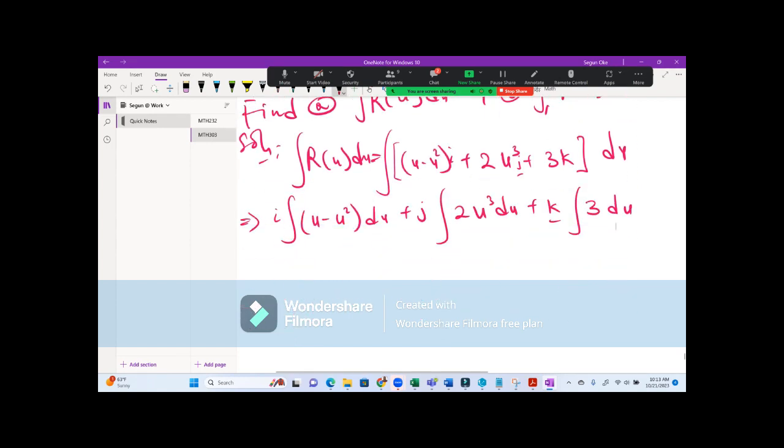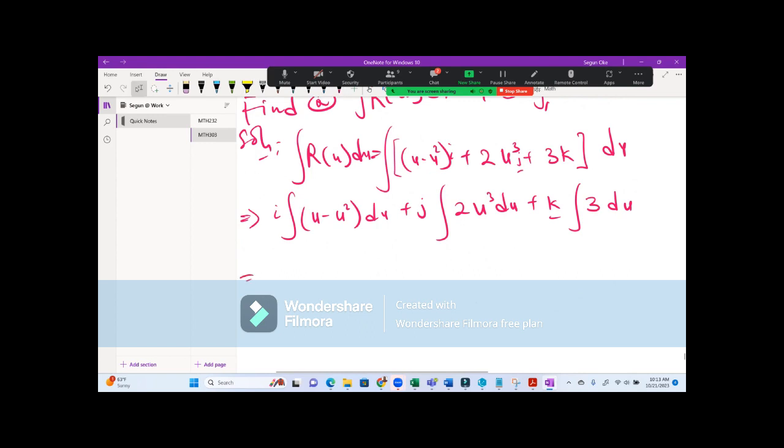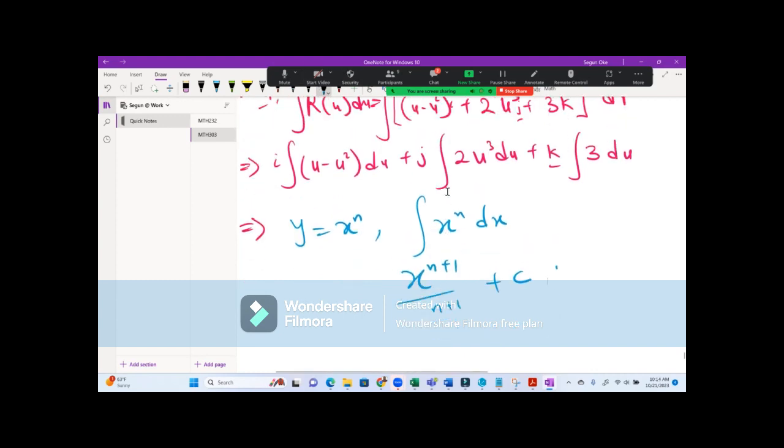Okay, let's integrate them one after the other. I believe you still remember integration. Let me quickly digress. Integration says, if you have y equals x raised to power n, and they ask you to integrate x raised to power n dx, it is going to be x raised to power n plus 1 over n plus 1, everything plus c. Do you still remember now? Yes, sir. So, if that is the case, we need to integrate each of them.